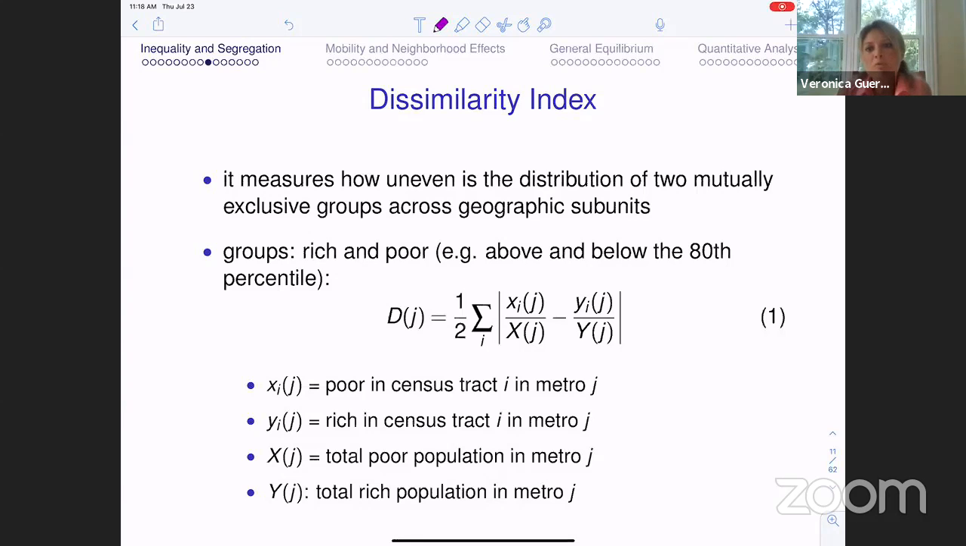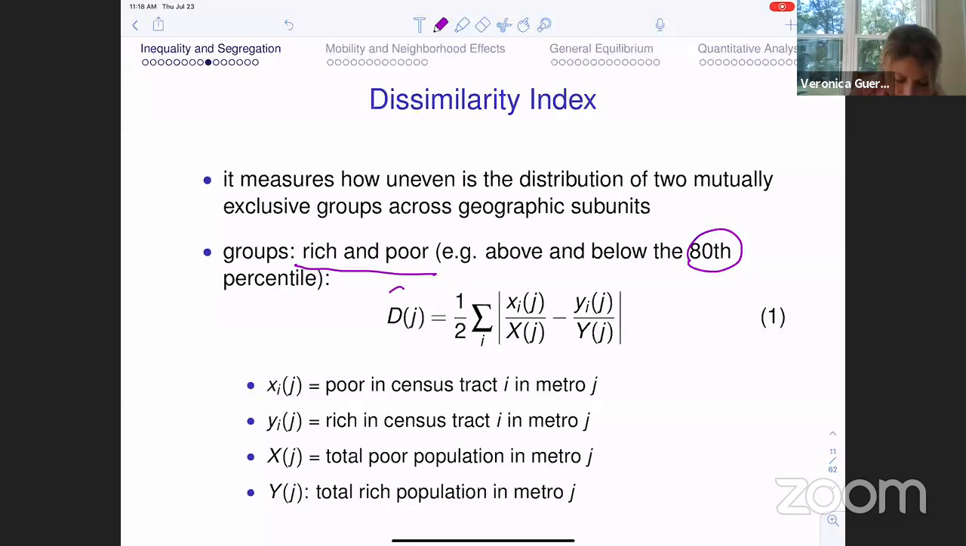Now, of course, we need to decide how to distinguish rich and poor. You have to choose a cutoff to say this person is rich or this person is poor. In the baseline, I mean, we are going to use different cutoffs, but for our baseline measure, we are going to use the 80th percentile. So you are going to be rich if you are in the top 20 percent, and poor if you are below that. And then I'm going to show you what happens if we have different cutoffs.